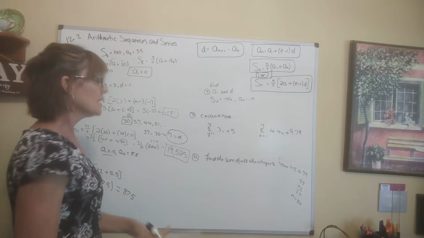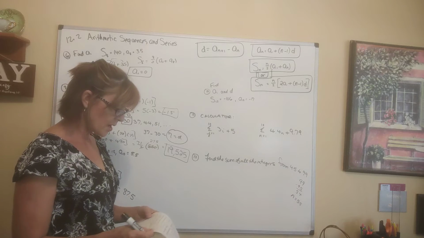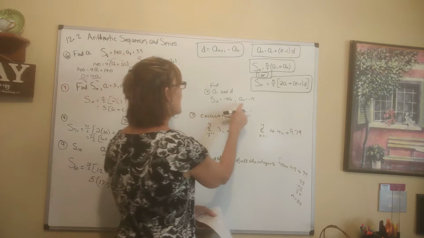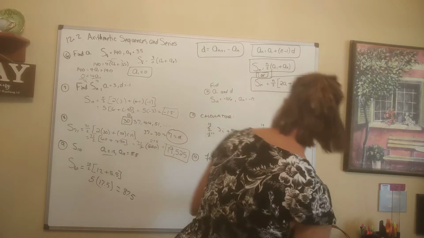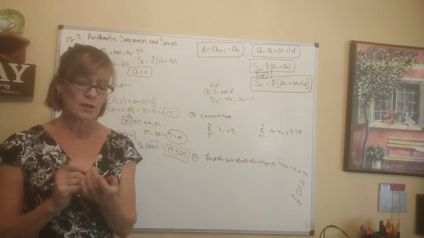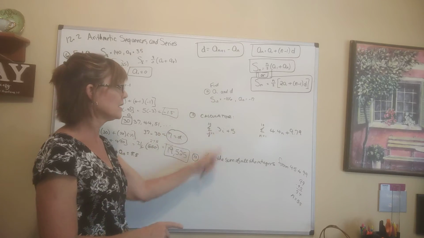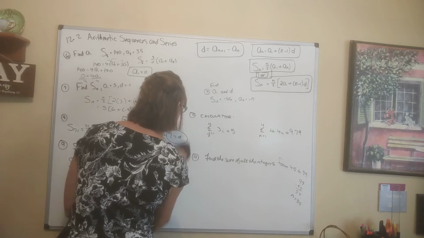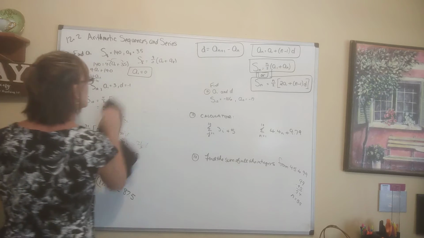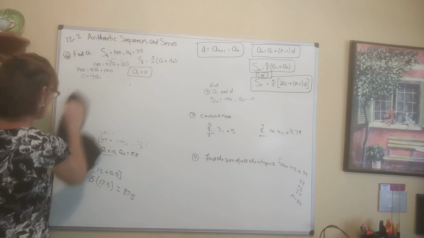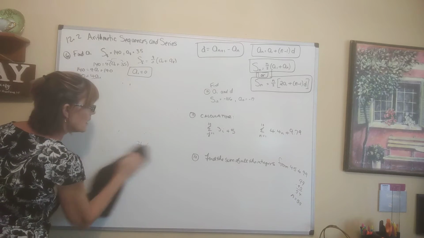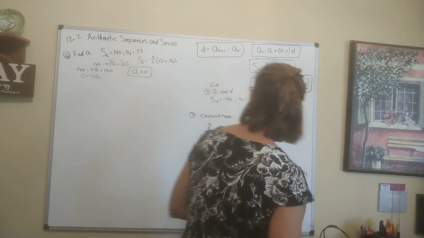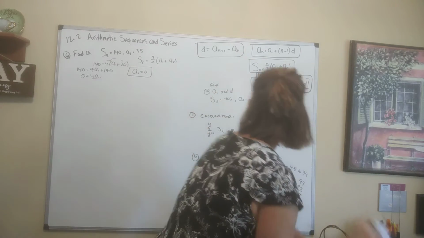Number 10 says, find A sub 1 and D. And this time they give us S sub 12 and A sub 12. By the way, if you want to go ahead and pause and get your calculator, you will definitely need it for number 11. Because I'm going to show you how to find the summation stuff on your calculator, if you have a TI, that's the one I know how to find it on. All right, so here we go. Let's do number 10. Find A sub 1 and D given this.